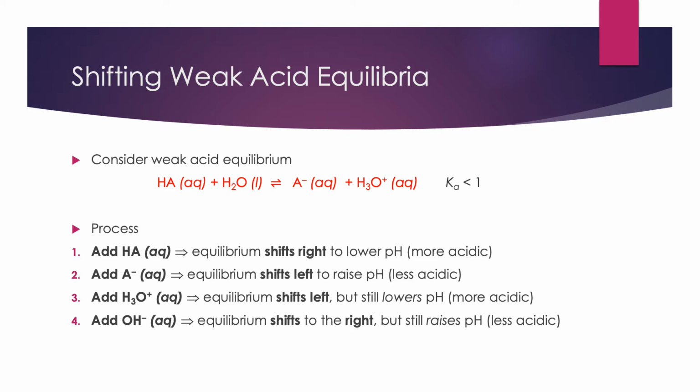Now, these are things, the last two especially, that may seem counterintuitive because the acidity of the solution actually opposes the direction in which the equilibrium is shifted, but it's because we're adding hydronium ion in a pure form or hydroxide ion that it causes these shifts to either raise the acidity or lower the acidity.